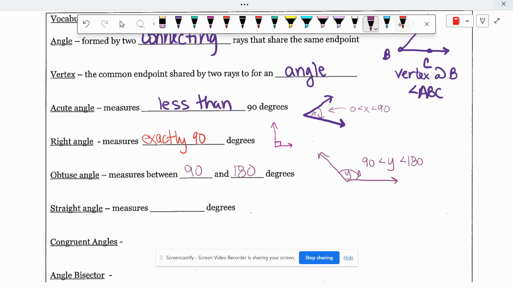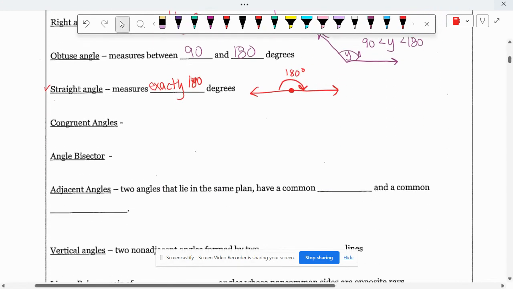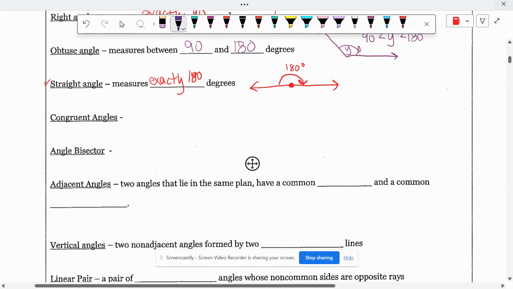And then an angle that measures exactly 180 degrees is called a straight angle. That's something that looks like two rays. There's my vertex, but this is 180 degrees. Okay. All right. So now let's talk about some types of angles, like congruent angles.